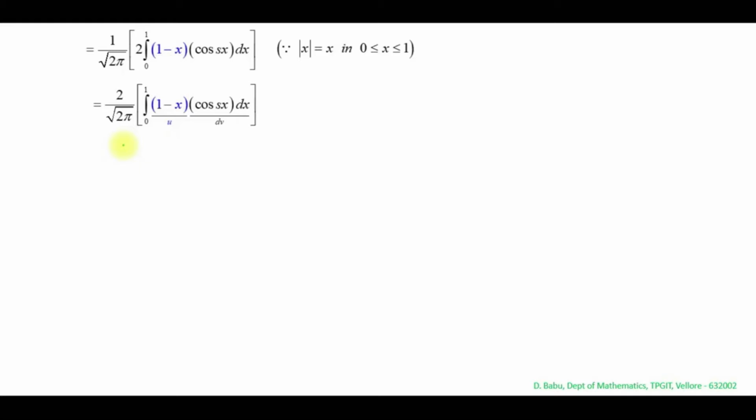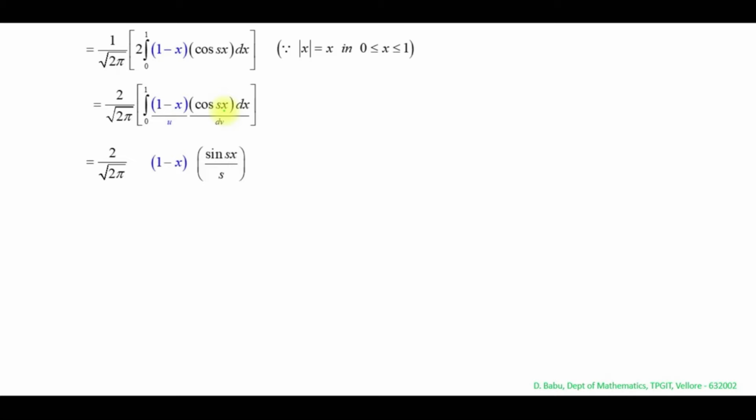Apply the Bernoulli formula, 2 divided by square root of 2 pi. So write u as it is, don't differentiate and don't integrate, as it is. Write u as it is, 1 minus x. Next integrate the second term with respect to x. So integration of cos sx equal to sin sx divided by s.